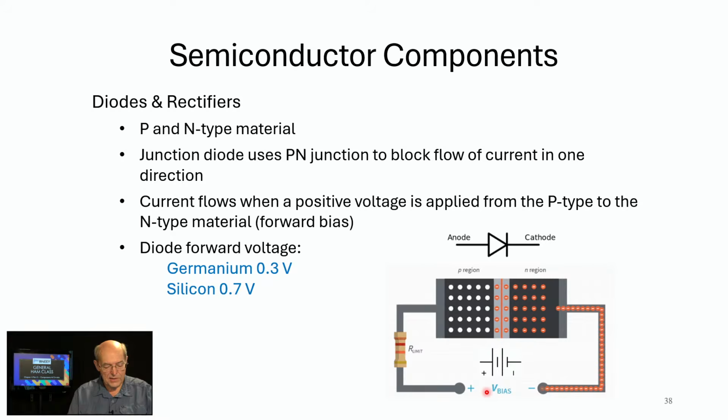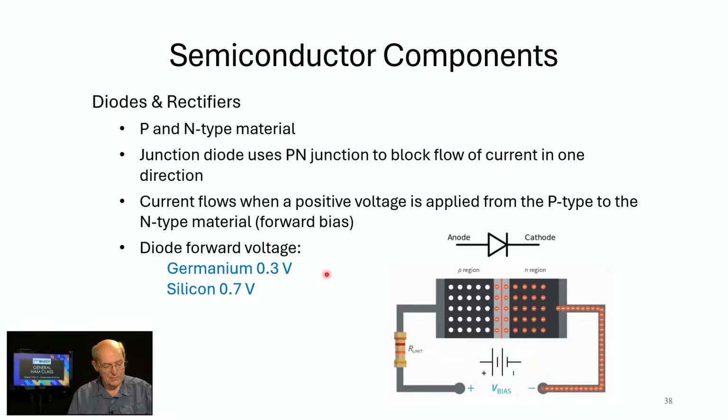Now, when the diode is conducting, when it's forward biased, we've been talking about silicon, it takes a certain minimum amount of voltage for this current flow to occur and to continue. With silicon, it's about 0.7 of a volt. Germanium is another flavor of crystal that has a forward voltage of 0.3 of a volt.